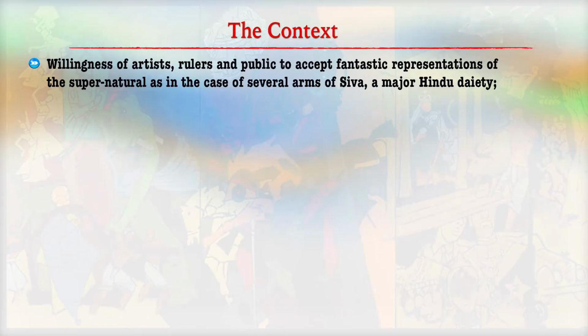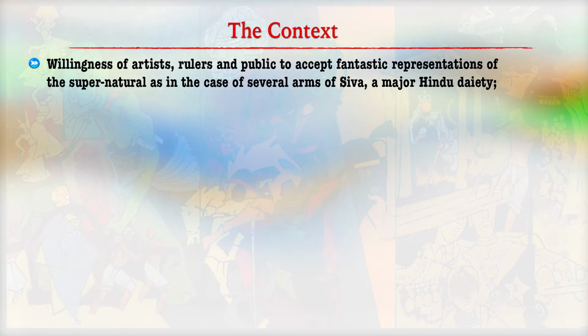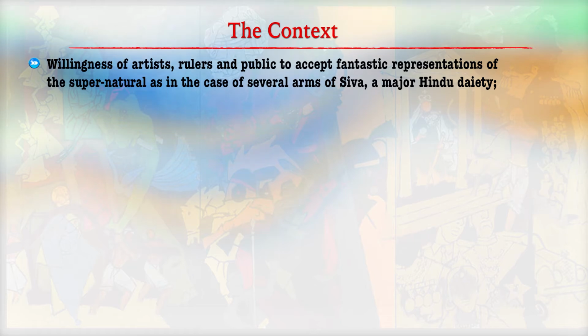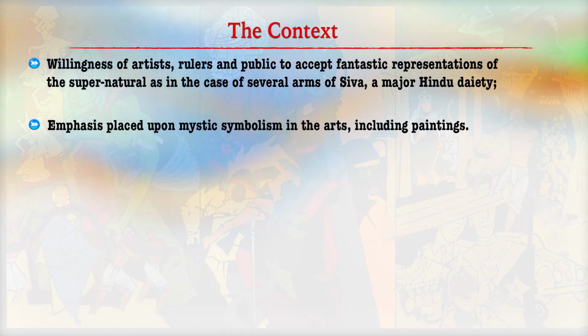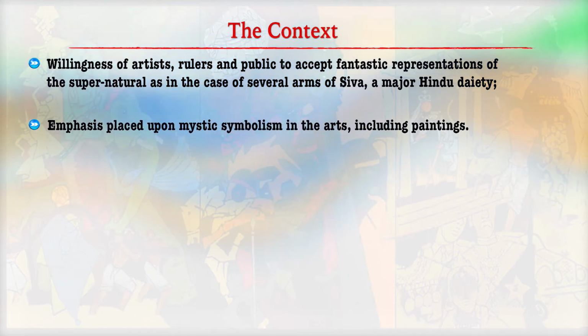Much of the Indian paintings are focused on the religious form in terms of their content. Countless myths and legends are represented as subject matter, such as the ancient heroes of Lord Krishna and his devotees. There was a willingness on the part of the artist, rulers and public to accept the fantastic representation of the supernatural, as in the case of several arms of Lord Shiva, a major Hindu deity. An emphasis was placed upon mystic symbolism in the art, including painting.